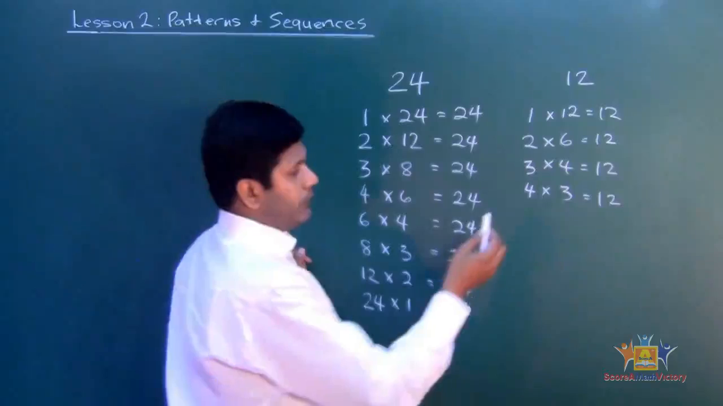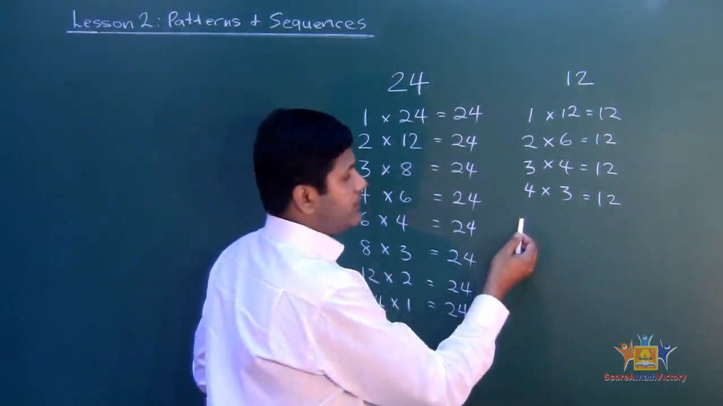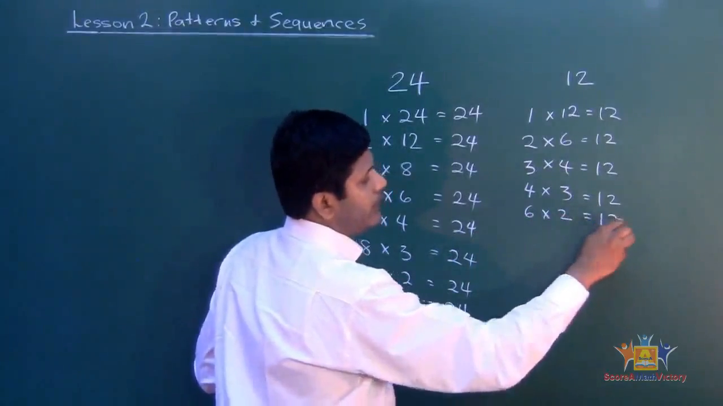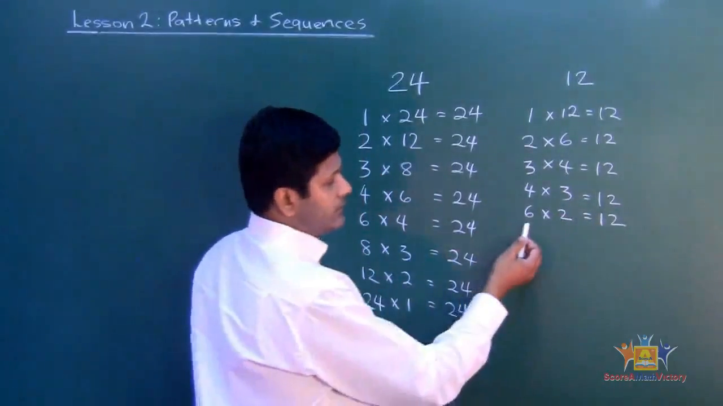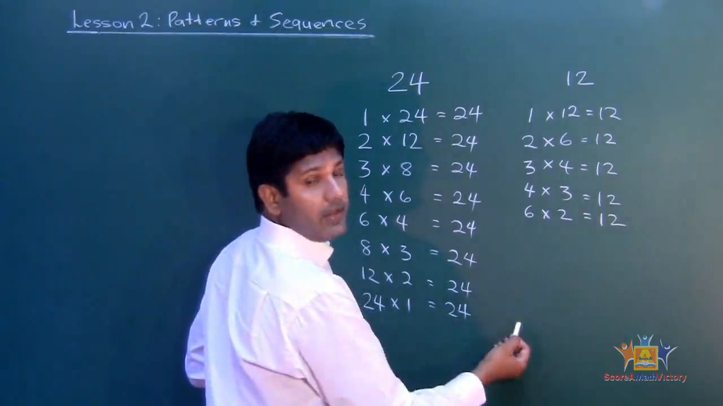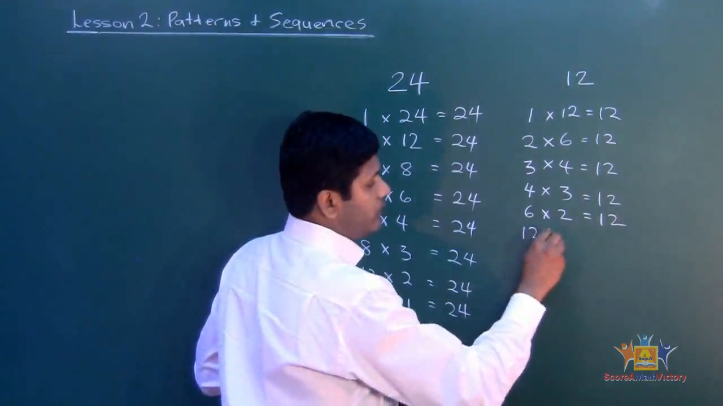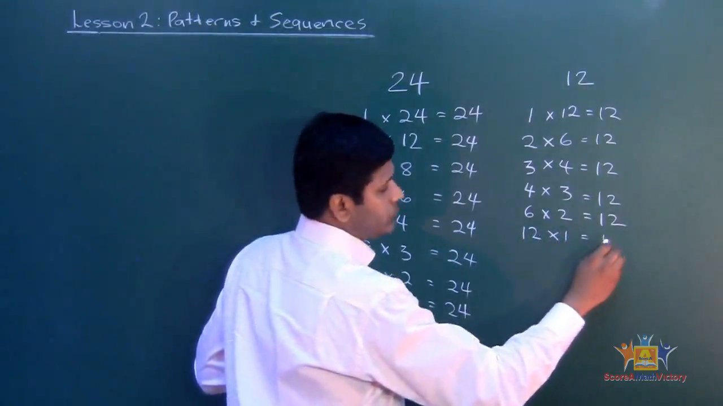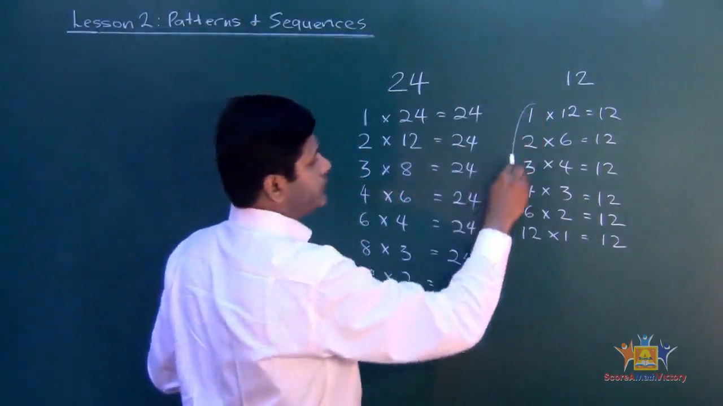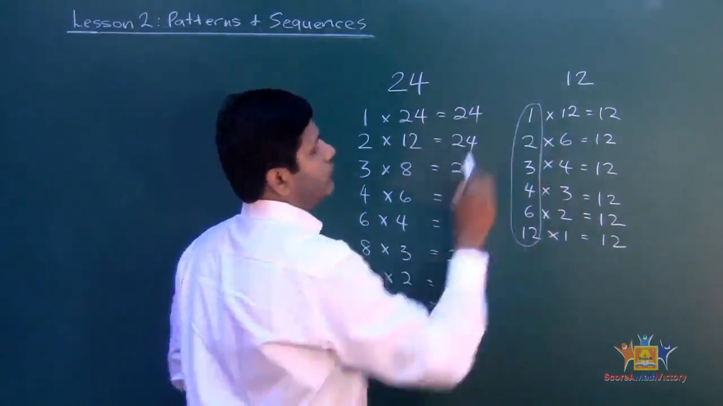After that, 5 I cannot. 6, yes. 6 times 2 gives me 12. And then 7 I cannot, 8 I cannot, 9 I cannot, 10 I cannot, 11 I cannot, 12. 12 times 1 gives me 12. See that? So these are all the factors of 12.